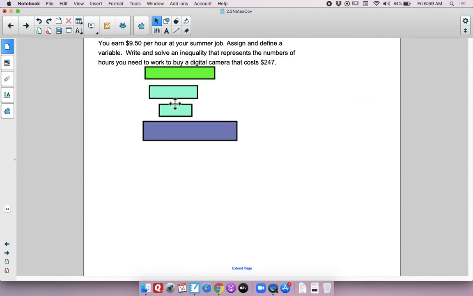Awesome. All right, you're working a summer job, $9.50 per hour. That's actually not allowed here. It's below minimum wage.